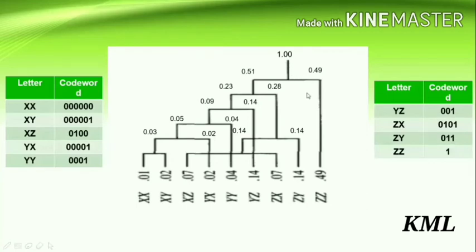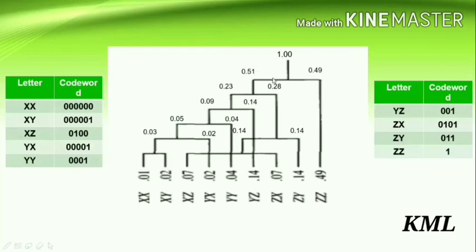Okay. So now we have got the tree. So let's assign 0 to all the left subtrees and 1 to all the right subtrees to find the code words. So here I have written the code words. So let's find for XX. Okay. So where is XX? Here. So you have to traverse from root to that node.